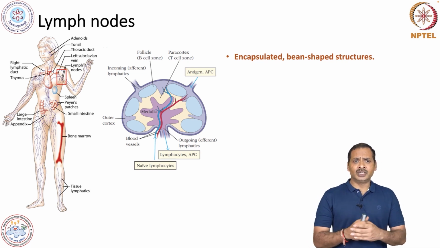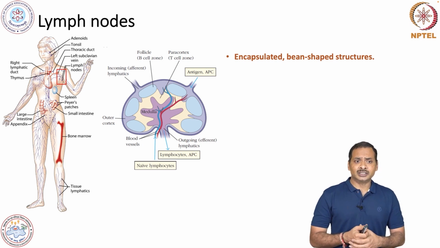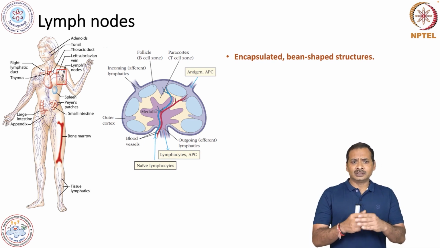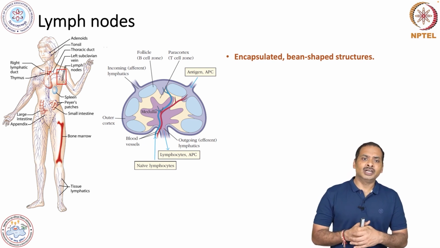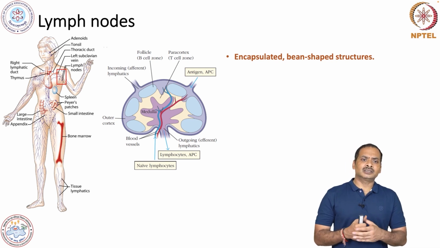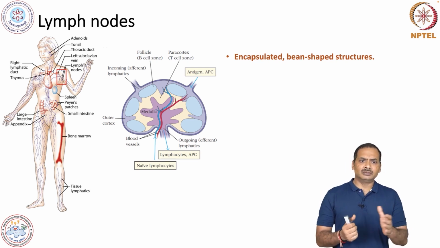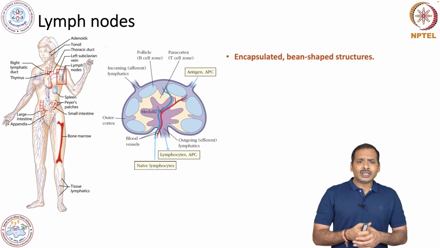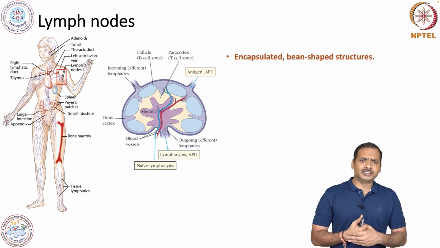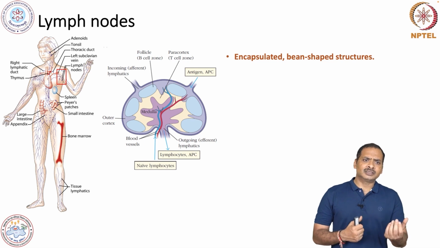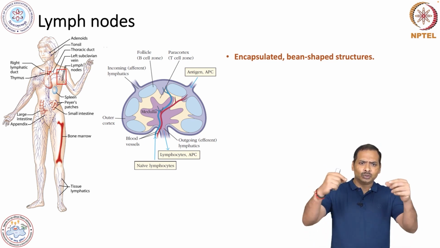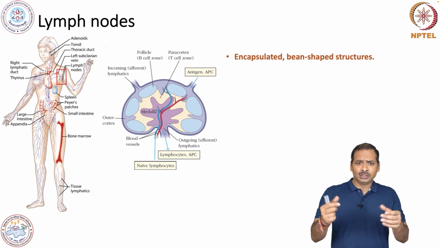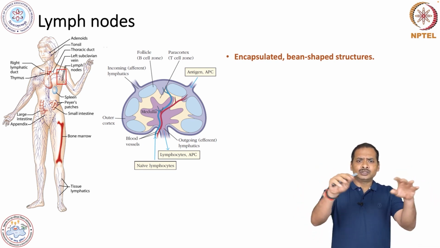There are very clearly defined zones, and the outer one we call the cortex. Here you can see there is an outer cortex, and one central region which we call the medulla, and in between the cortex and medulla there is the paracortex region. In this image you can see the afferent vessels. There are so many afferent vessels in the lymph node, so the lymph is coming from many places.